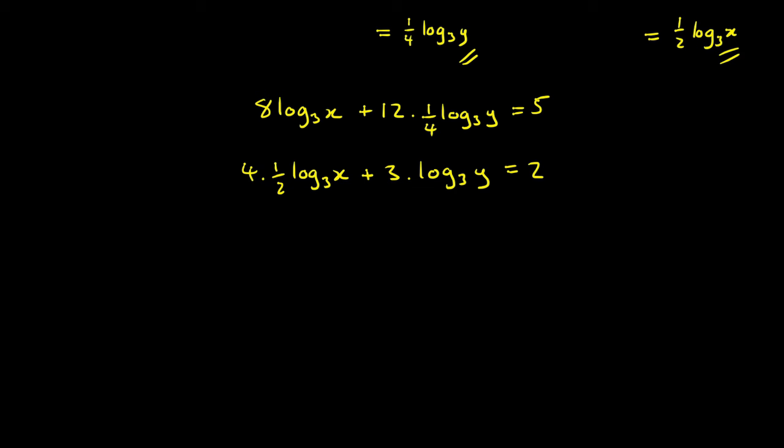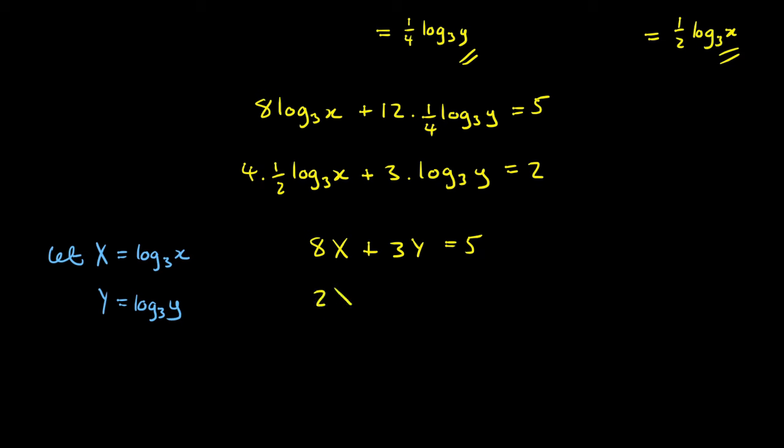Now, I'm going to tidy them up a little bit, and one of the ways I'm going to do that is to use a substitution. Let big X equal log base 3 of little x, and let big Y equal log base 3 of little y. If I do that, the first equation becomes 8 big X plus 3 big Y is equal to 5, because 12 divided by 4 is 3. And the second equation, if I simplify it, gives me 2 big X plus 3 big Y is equal to 2.